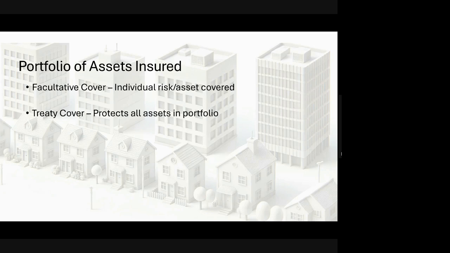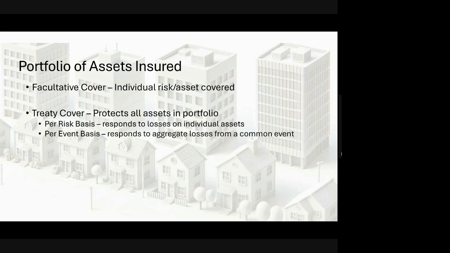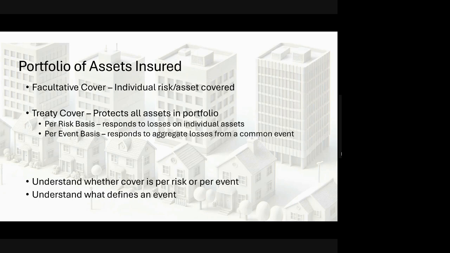Treaty reinsurance protects all the assets in your portfolio, but this could still be arranged on a per risk basis, where the cover would respond to losses on individual assets, or it could be on a per event basis, where the cover would respond to the aggregate loss across a number of assets from a common event. When you're modeling reinsurance, it's important to understand whether the cover you're modeling is per risk or per event, and understand what defines an event, which will typically be described in the per event wording.